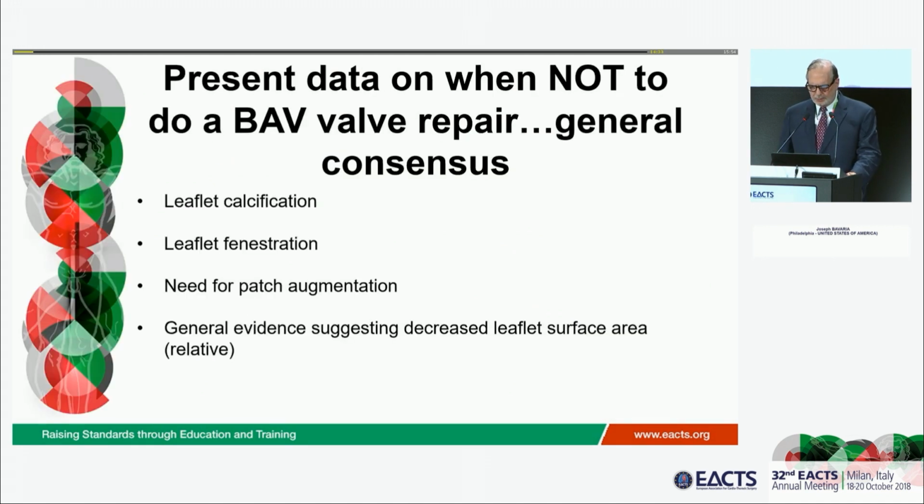So the most important thing is the present data that we have on when not to do a BAV repair. Our general consensus is when there's leaflet calcification, which I think is the most important one, and is the one that we grapple with on a pretty much daily basis. How much calcification, what's too much, how much debridement is okay, or any debridement, things of that nature.